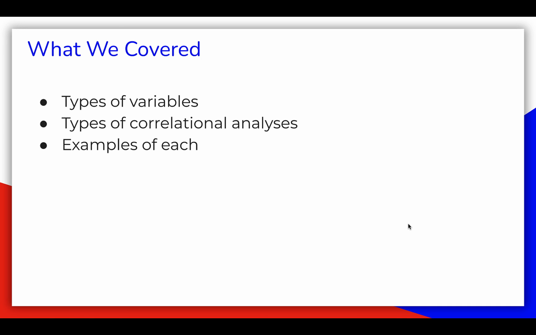Now, we covered just now types of variables, types of correlational analyses, and then examples of each. But I'd like us to next head in to Excel. I'm going to stop this video, and there's a second video that you should hop on to. And it will show you how to do these bar graphs and these scatter plots and these tabular analyses in Excel. Okay, we'll see you over there.